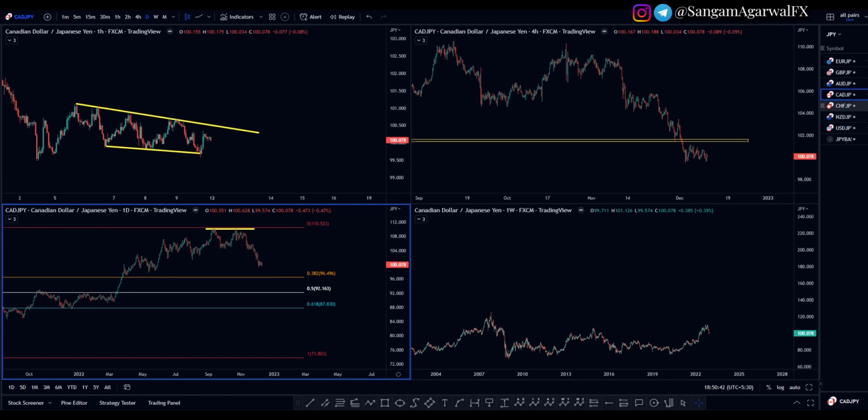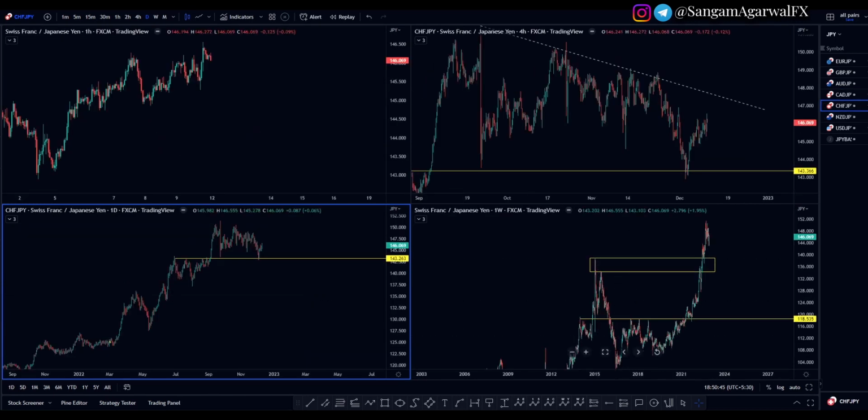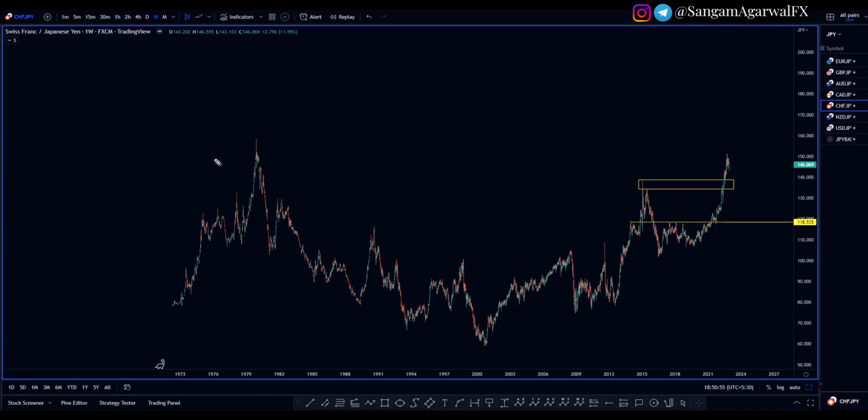And if we see CADJPY on the weekly time frame, this was the bottom and it is constantly going up, making higher high, higher low. So on weekly from this low, price has been bullish for the last 20 years. So this was your horizontal support, and after that this will be your next horizontal support, 118. But right now price is trading above this last resistance level.